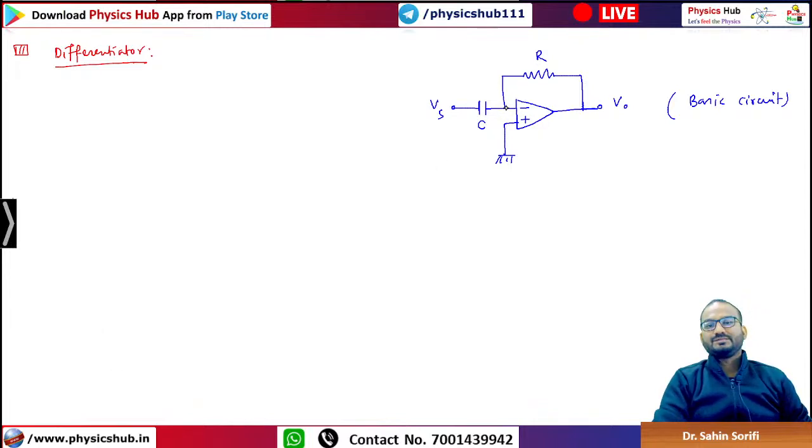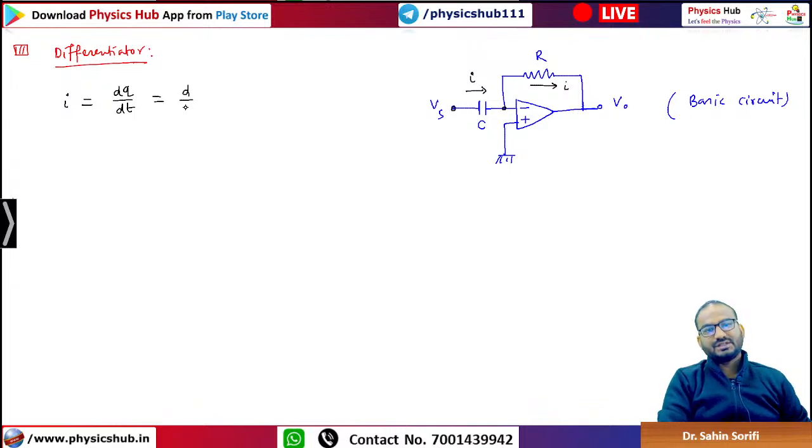So as usual, current entering is equal to current leaving. Current I is flowing through it, current I is flowing through. So what is I here? I is dq by dt. We are writing it for this path.